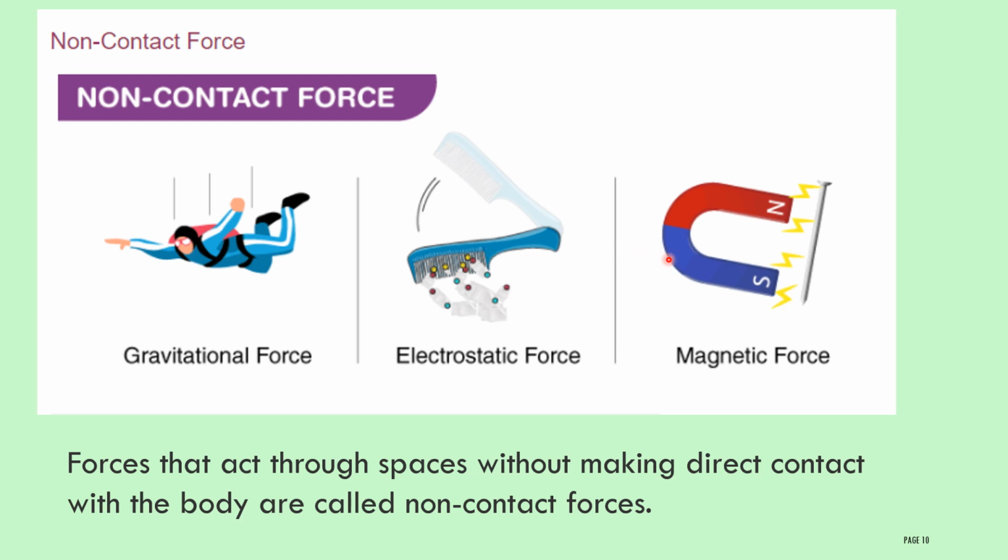Then third one, magnetic force. Consider a magnet, then bring an iron nail near the magnet, and the iron nail is attracted by the magnet because of its magnetic force. These are the three best examples of non-contact force, because here the objects are not in direct contact with each other, but they are experiencing a force like gravitational force, electrostatic force and magnetic force.